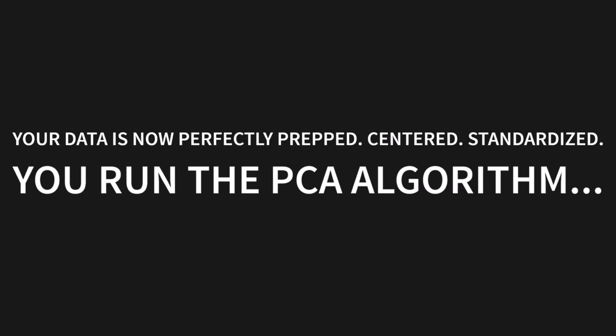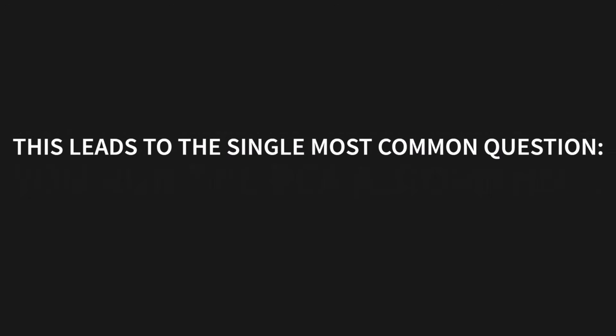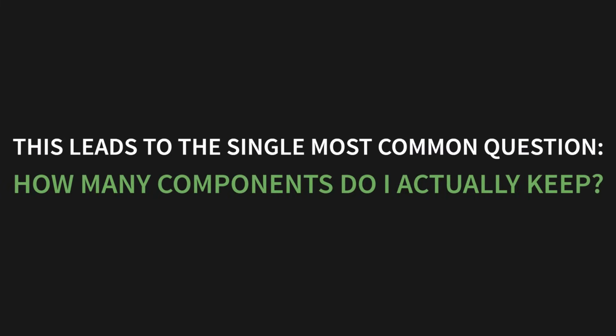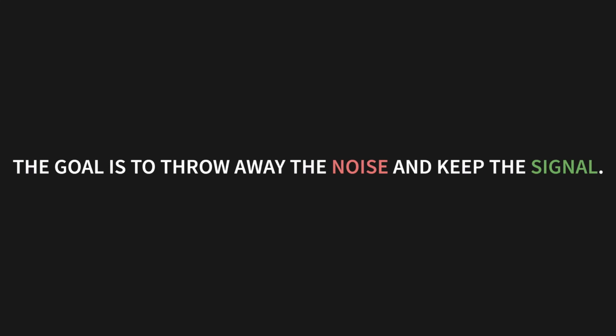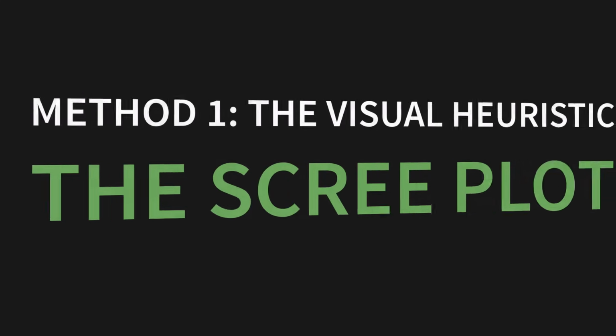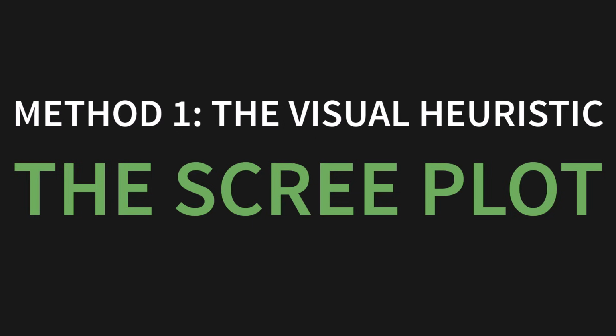Okay, your data is now perfectly prepped. It's centered, it's standardized. You run the PCA algorithm, and this leads to the single most common question people ask. How many components do I actually keep? Because remember, the goal is to throw away the noise and keep the signal. The first method is a great visual heuristic. It's called the scree plot.